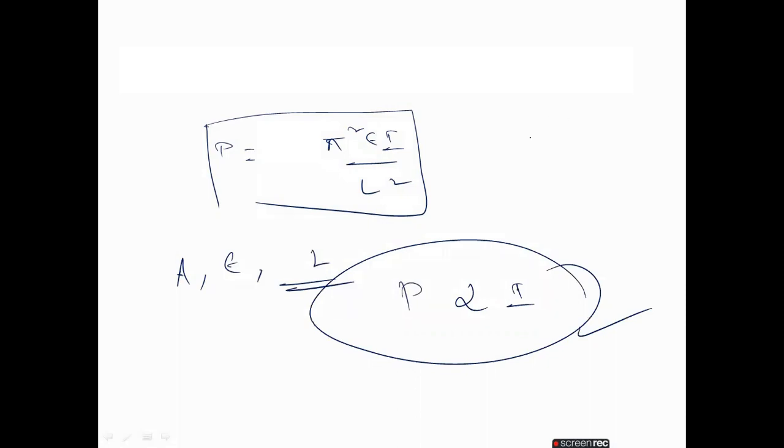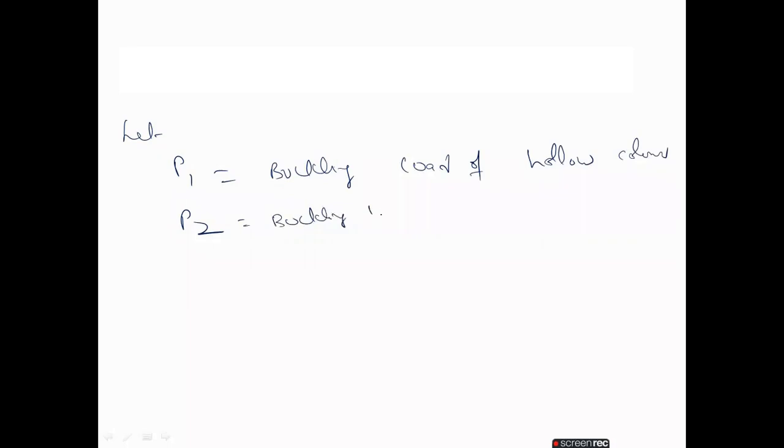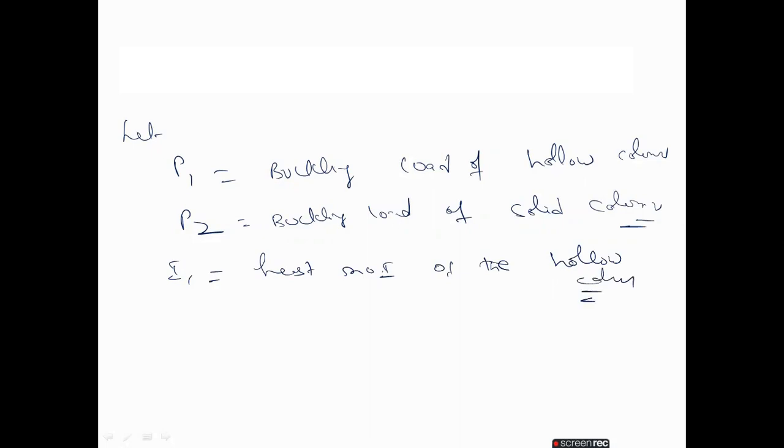Now let us take P1 and P2. P1 is the buckling load of the hollow column, and P2 is the buckling load of the solid column. I1 equals the least moment of inertia of the hollow column. So if you observe here, P is proportional to I.